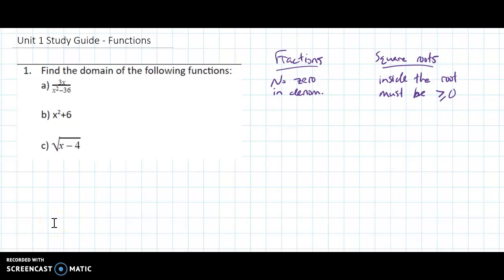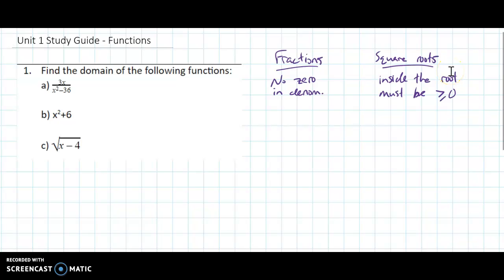All right, in this video, we're going to go over the first question in your study guide on functions. So the first thing we are asked to do is find the domain of the following functions. So I put a little key over here that you should have in your notes somewhere, but fractions, the restrictions are that we can't have a zero in the denominator, that's the bottom of the fraction, and square roots, inside the root must be greater than or equal to 0.